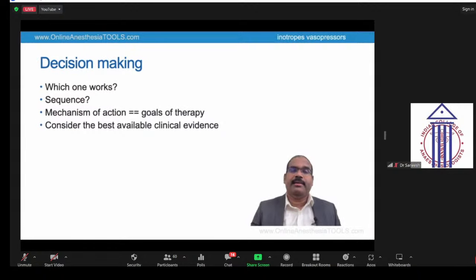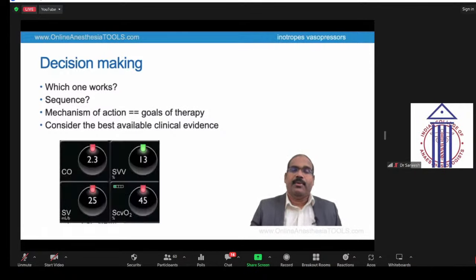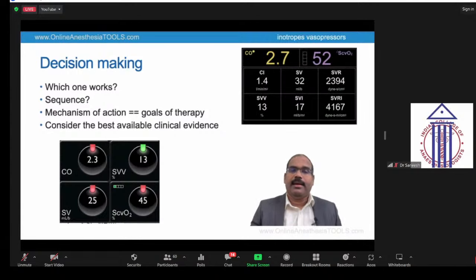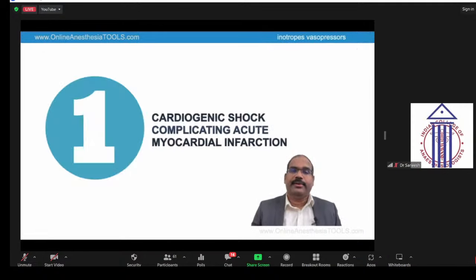So the decision making: which one works, in which sequence, the mechanism of action, what our goals of therapy are, and of course you need to consider the best available clinical evidence. Nowadays we have invasive monitors, as I have mentioned, and whether it makes more sense requires practice and familiarity with these monitors to make the best use of these parameters. Let's go to a few scenarios.